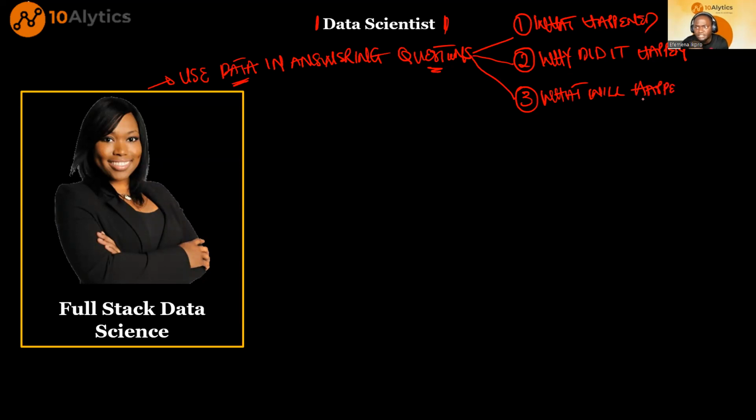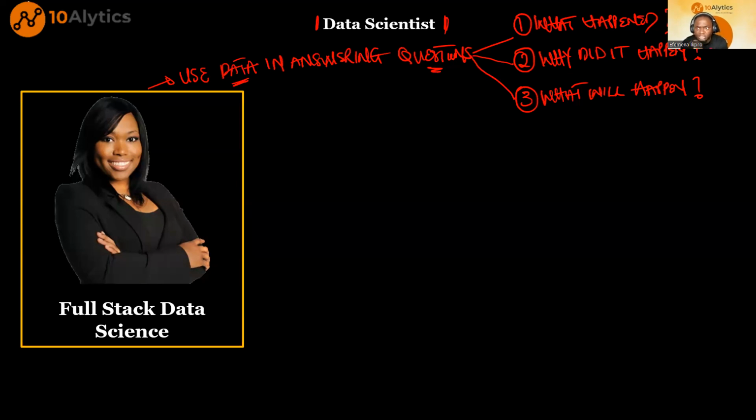So as a data scientist, this is your role. This is the key role of the data scientist. You need to use data to answer questions around what happened in the business, why did that particular thing happen, and what will eventually happen. Those are the three questions you see on a day-to-day basis, and that is what you'll be exploring as a data scientist.